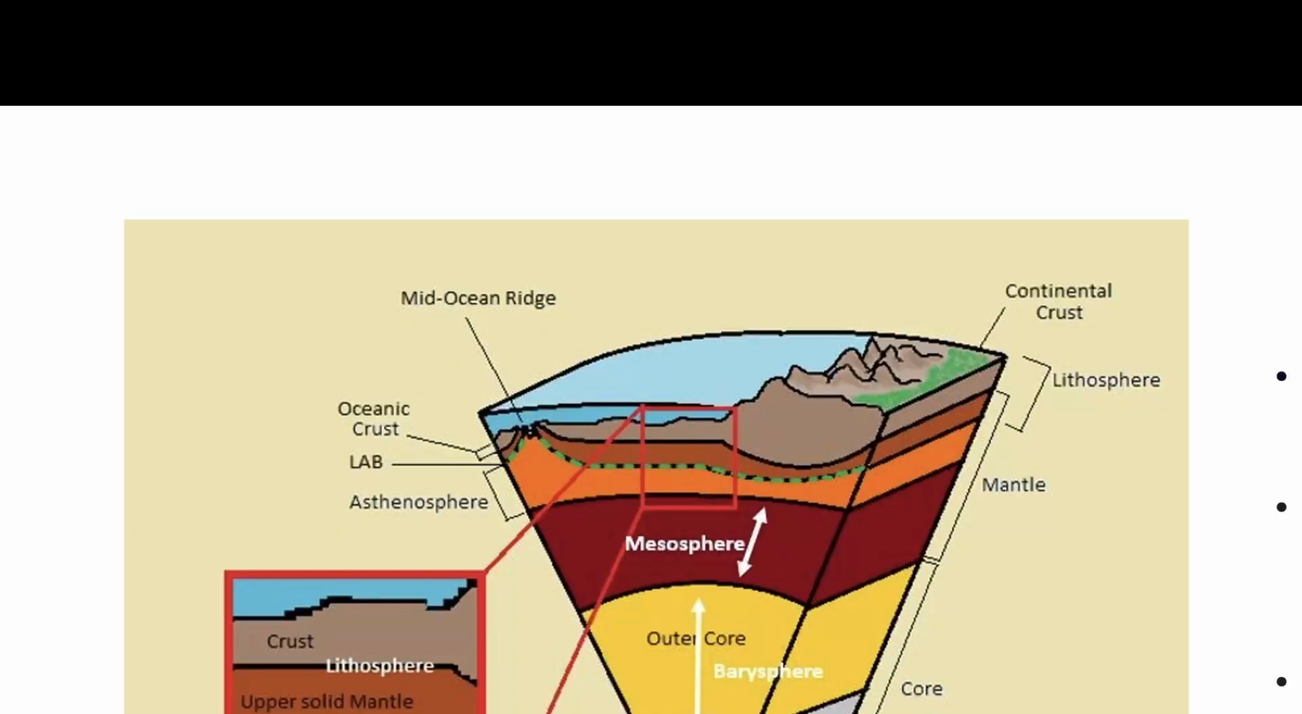And what is the temperature of the barysphere? It is very, very high. The temperature of the barysphere is almost 5500 degrees Celsius. 5500 degrees. It's very, very hot. And this core is also responsible for the planet's magnetism. How strong the Earth's or a planet's magnetic field is depends on the core of the planet.